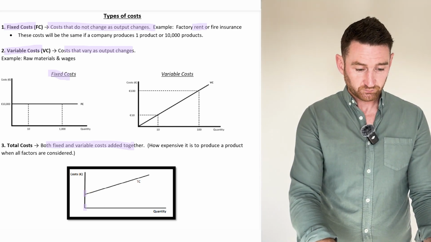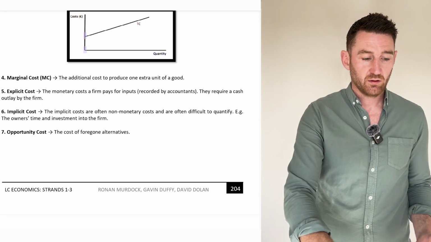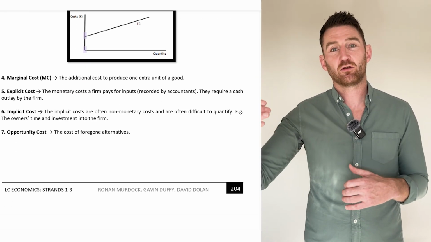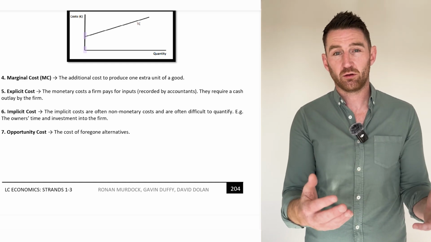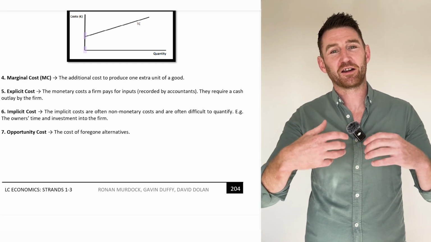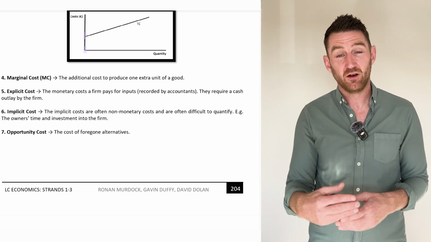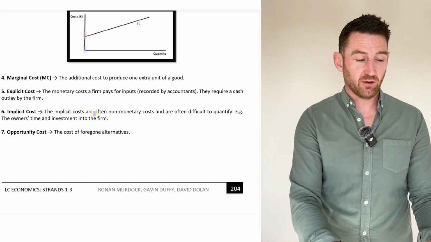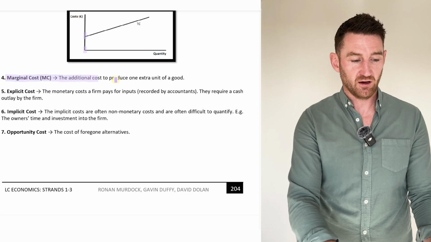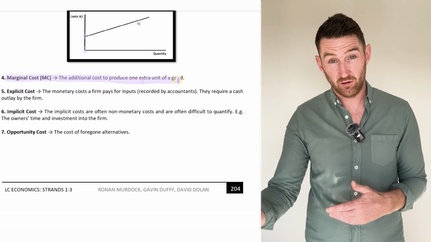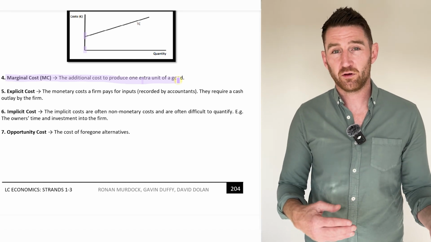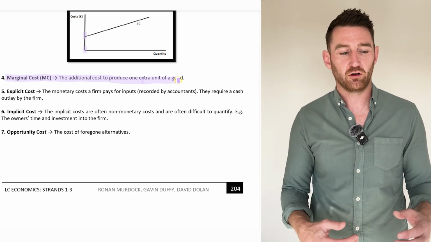The next one then is your marginal cost. So this is just the extra cost of making an extra unit, or the additional cost to produce an extra unit. Or you could look at it like it's the change in total costs from producing an extra unit. So it's very similar to what we had with marginal utility. If you remember, marginal utility is the extra utility you get from consuming another unit, while marginal cost is the extra cost from producing another unit of a good.